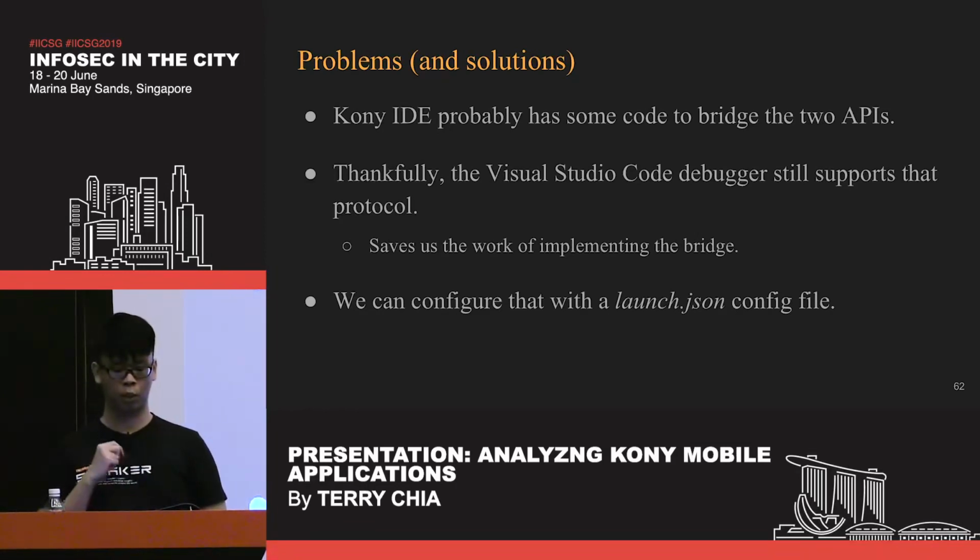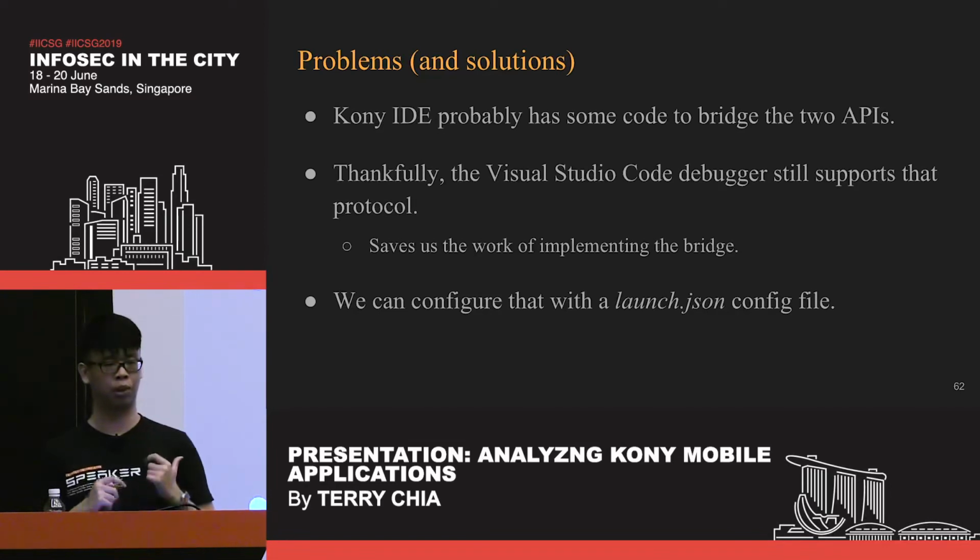Initially, when I first ran across this problem, I thought that I had to implement that bridge myself. But what I found was that Visual Studio Code's debugger actually supports that old debugging protocol, which is most likely because they wanted the ability to debug older versions of Node.js. And this saves us the work of re-implementing the bridge.